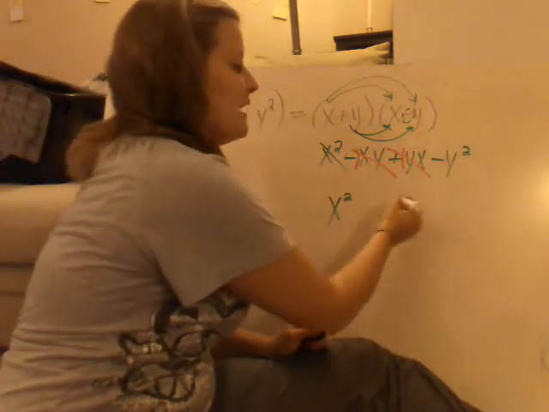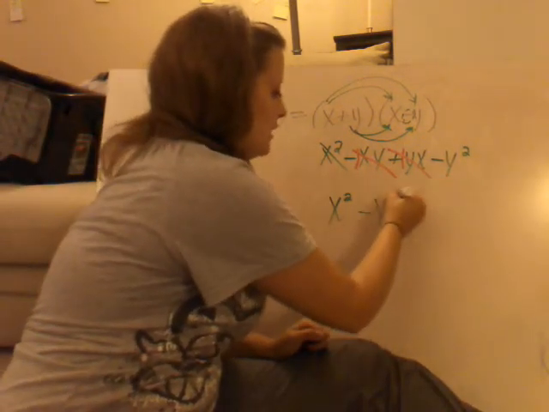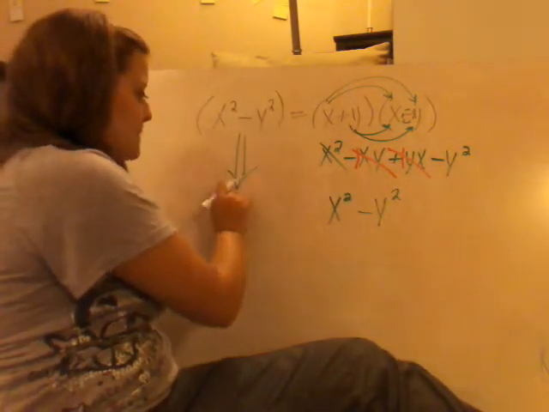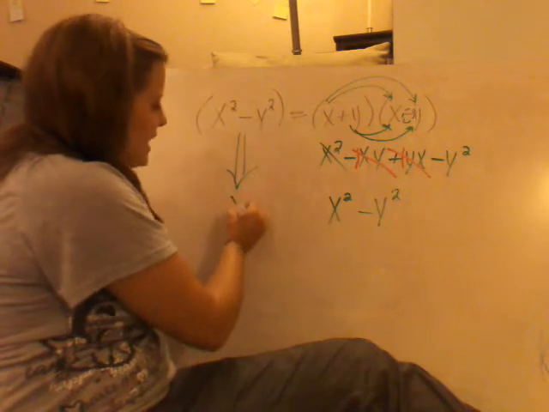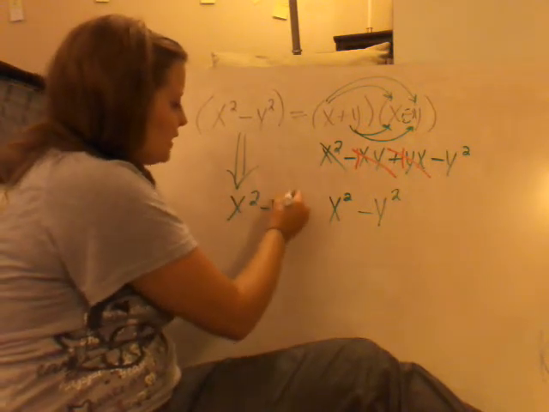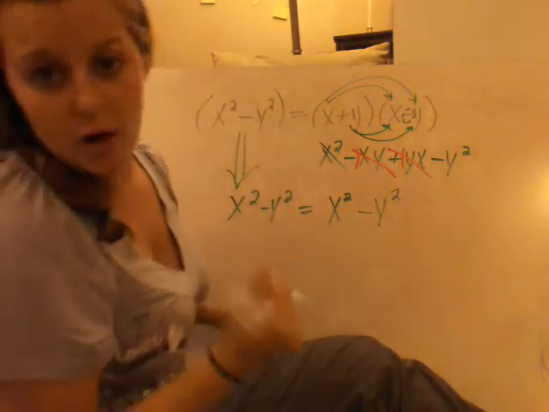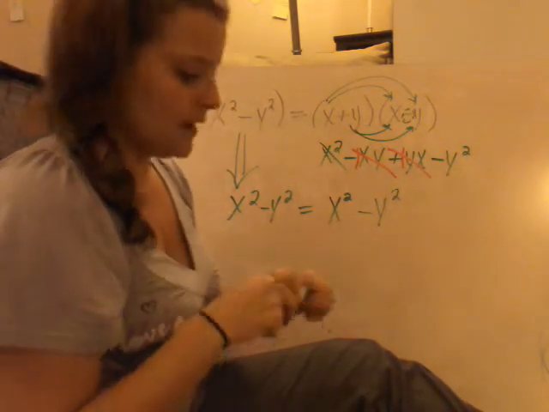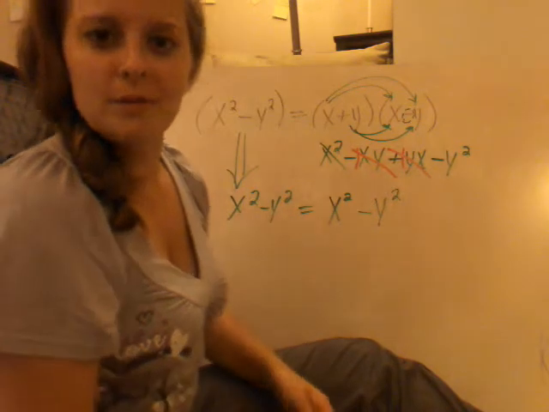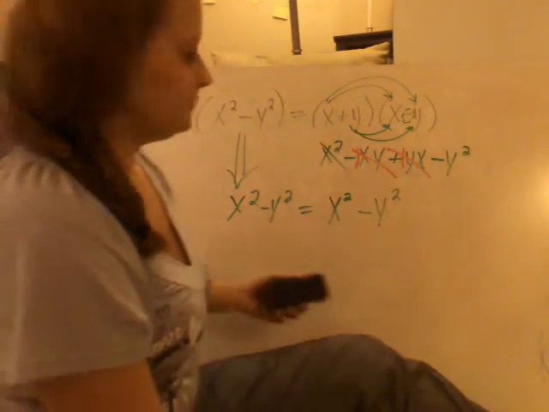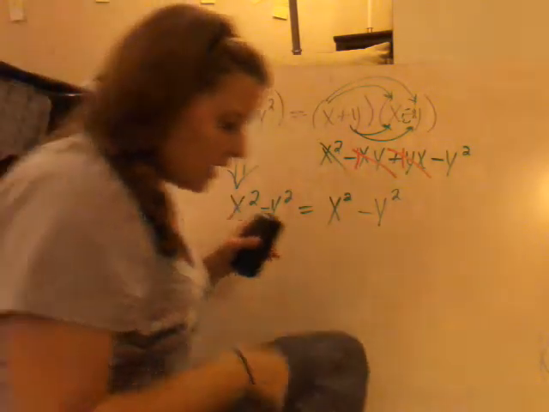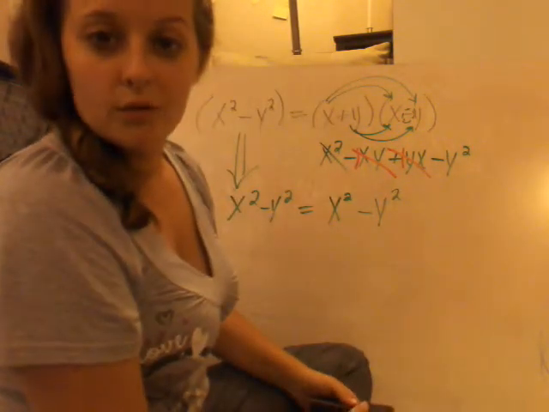Okay, so then I've got my negative y squared. Now, bringing this down, I've got x squared minus y squared equals x squared minus y squared. Ta-da! I need some shiny gloves or something. Wouldn't that be fun? I need to write that down. Okay, so I proved that one. So this is our difference of two squares formula.